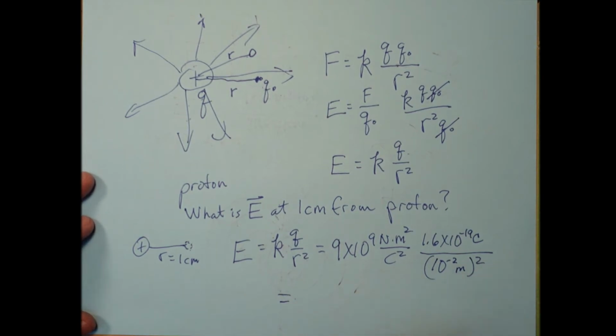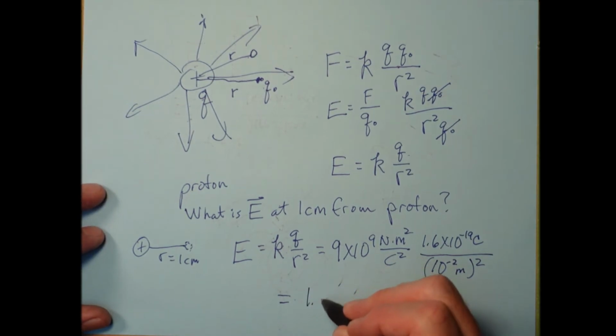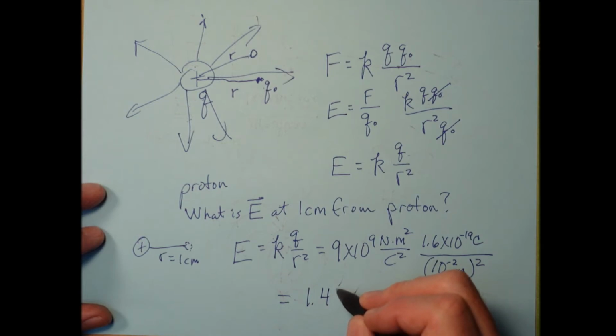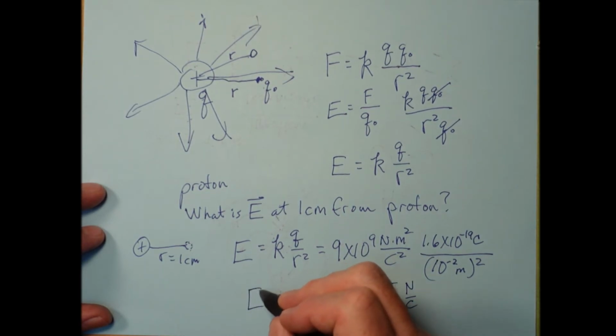Now, do that multiplication real fast. I end up with 1.44 times 10 to the negative 5th newtons per coulomb. Okay, that's the magnitude of E.